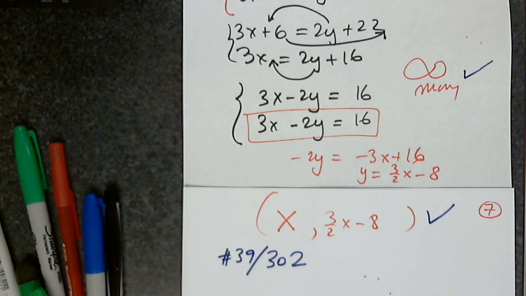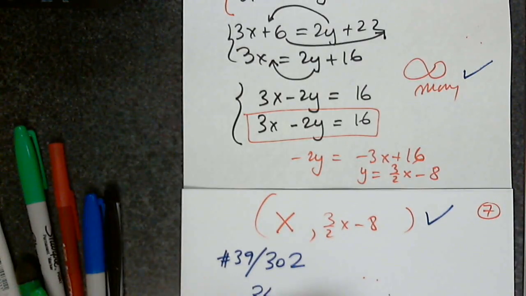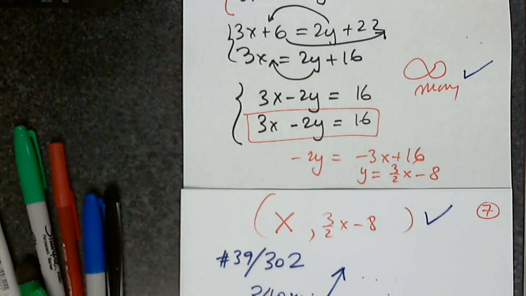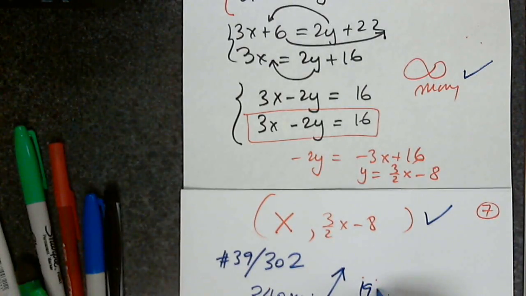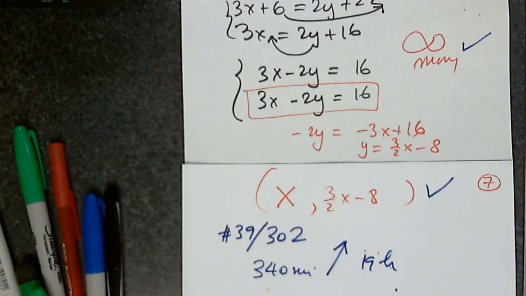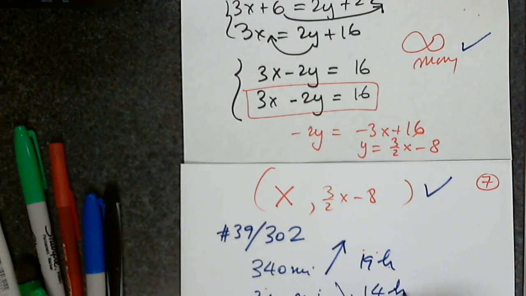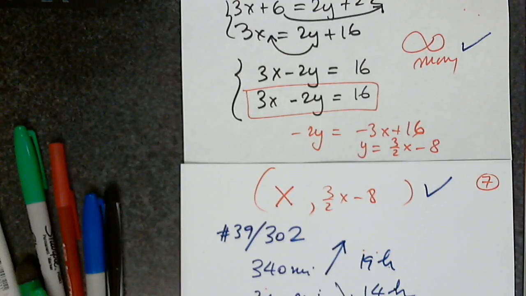Okay, a riverboat can head 340 miles upriver in 19 hours. But the return trip takes only 14 hours. So the return trip has the same distance, going down, and it takes 14 hours. Find the current of the river and find the speed of the riverboat in still water to the nearest tenth of a mile.